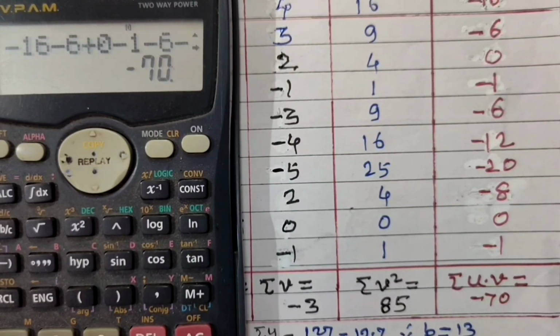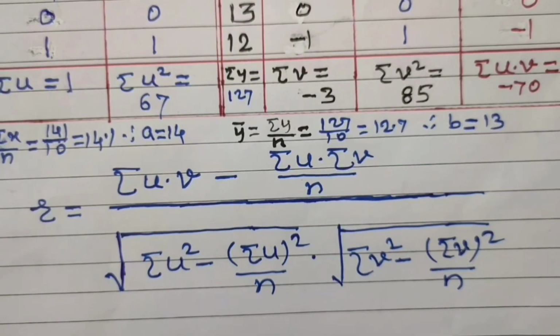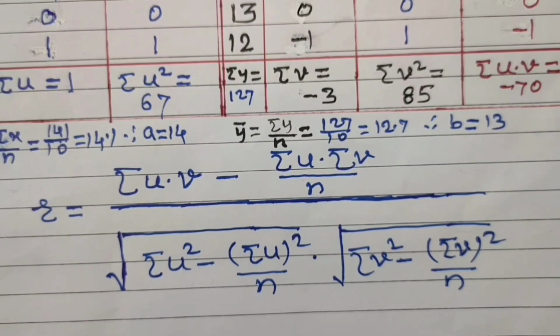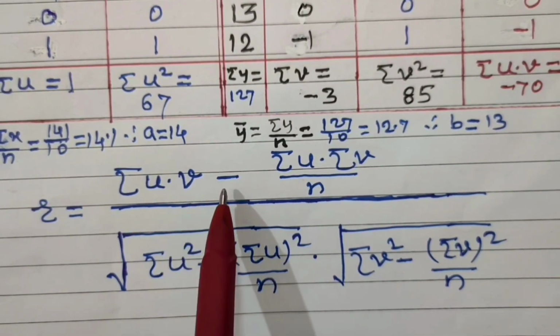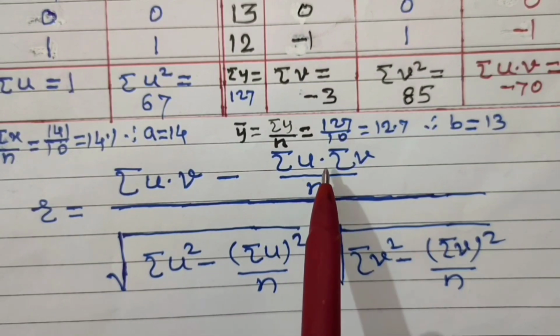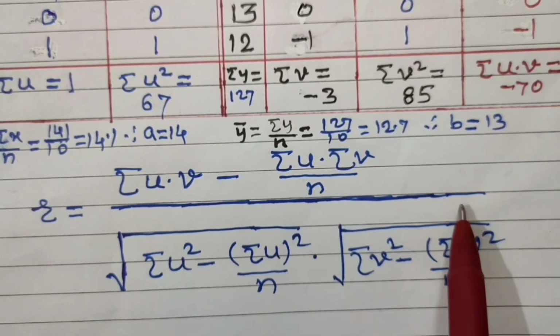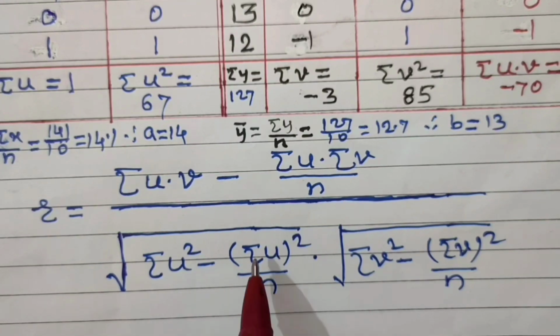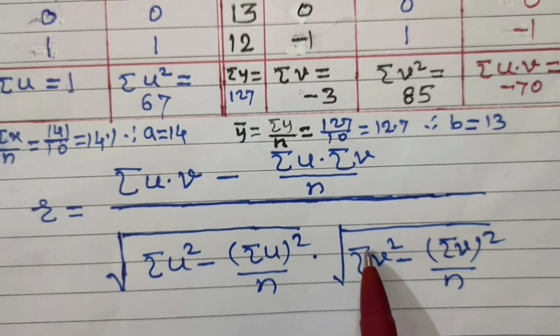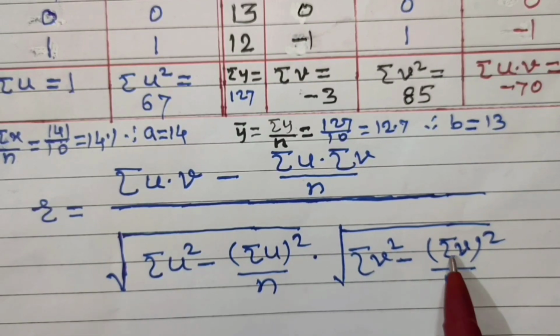First of all, let us write the formula for the coefficient of correlation, which is given by R is equal to summation of U into V minus summation of U into summation of V divided by n, whole divided by, in first square root, summation of U square minus summation of U its square divided by n, into, in second square root, summation of V square minus summation of V its square divided by n.